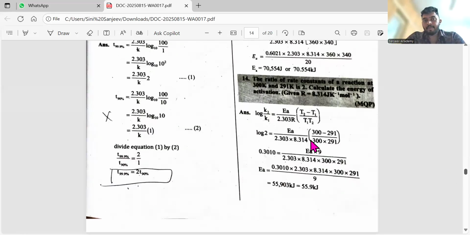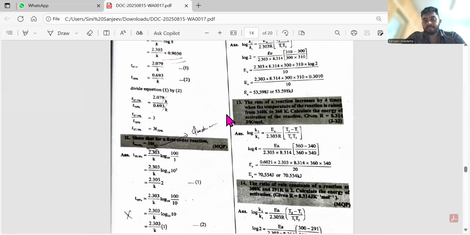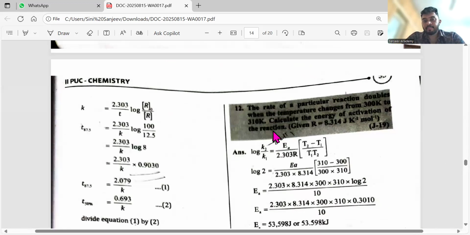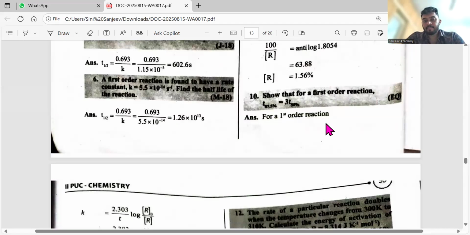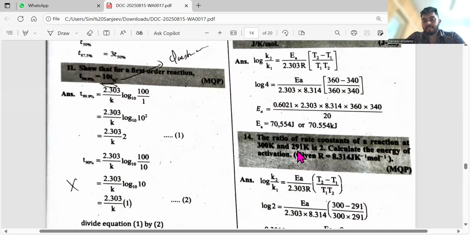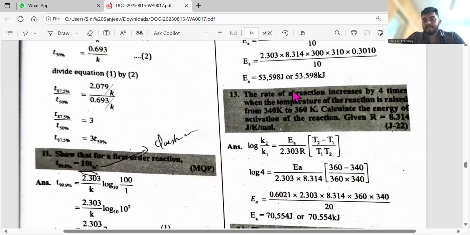First, let us take an important numerical in this. I think you guys can see this question, right? Question number 13. The rate of reaction increases by 4 times and all of those things, correct? For this question, we only need one formula.